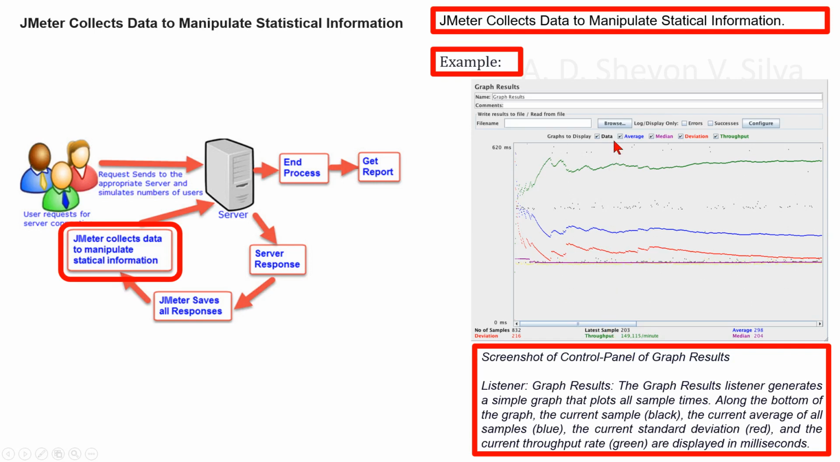Here, Data plots the actual data values. Average plots the average. Median plots the median. Deviation plots the standard deviation, a measure of variation. Throughput plots the number of samples per unit of time.